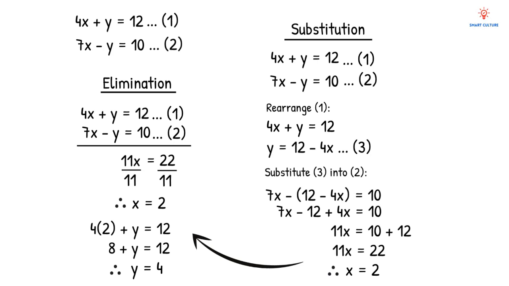So these are the two methods that you can use when working with simultaneous equations.